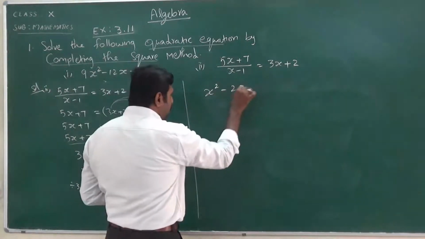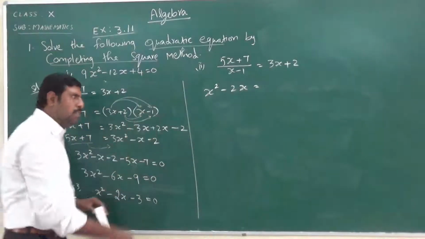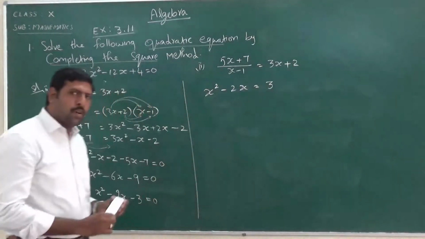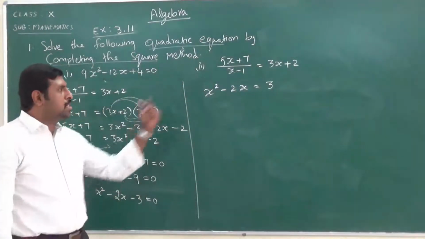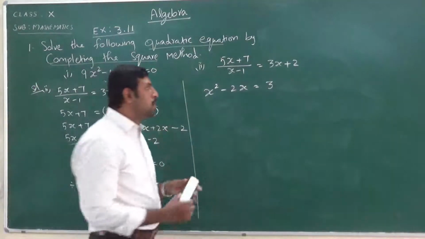x square minus 2x. See, the constant term is minus 3. If you take it to the other side, we get plus 3, right? Now, first step, the coefficient of x square is 1. Second step, we have moved the constant term. And the third step, we have to find the half of the coefficient of x.